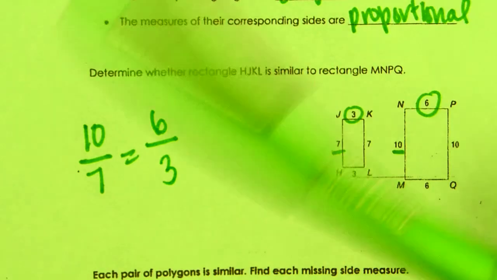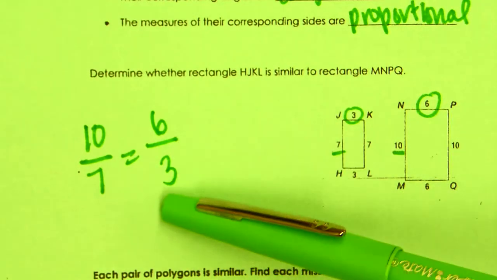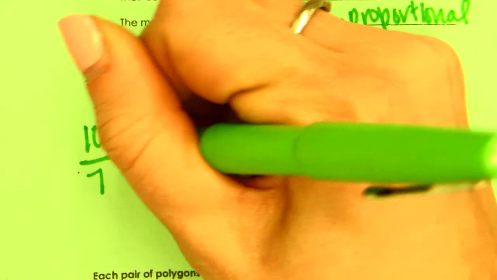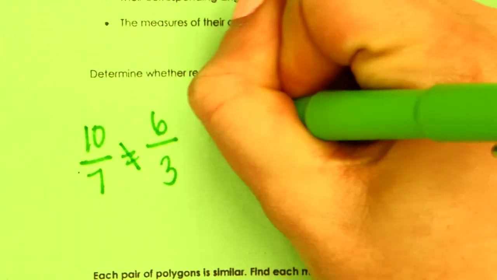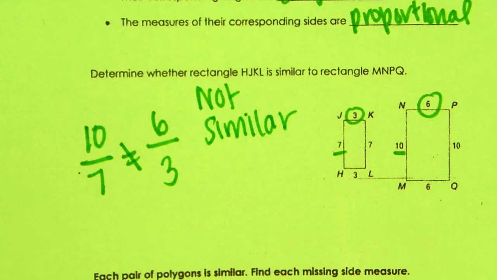I don't even know what 10 over 7 is, but I know it's going to be some weird decimal, and I know 6 over 3 is 2. And this one is for sure not 2. So these are not equal. So these are not similar because the ratios are not equal. The side lengths are not proportional.